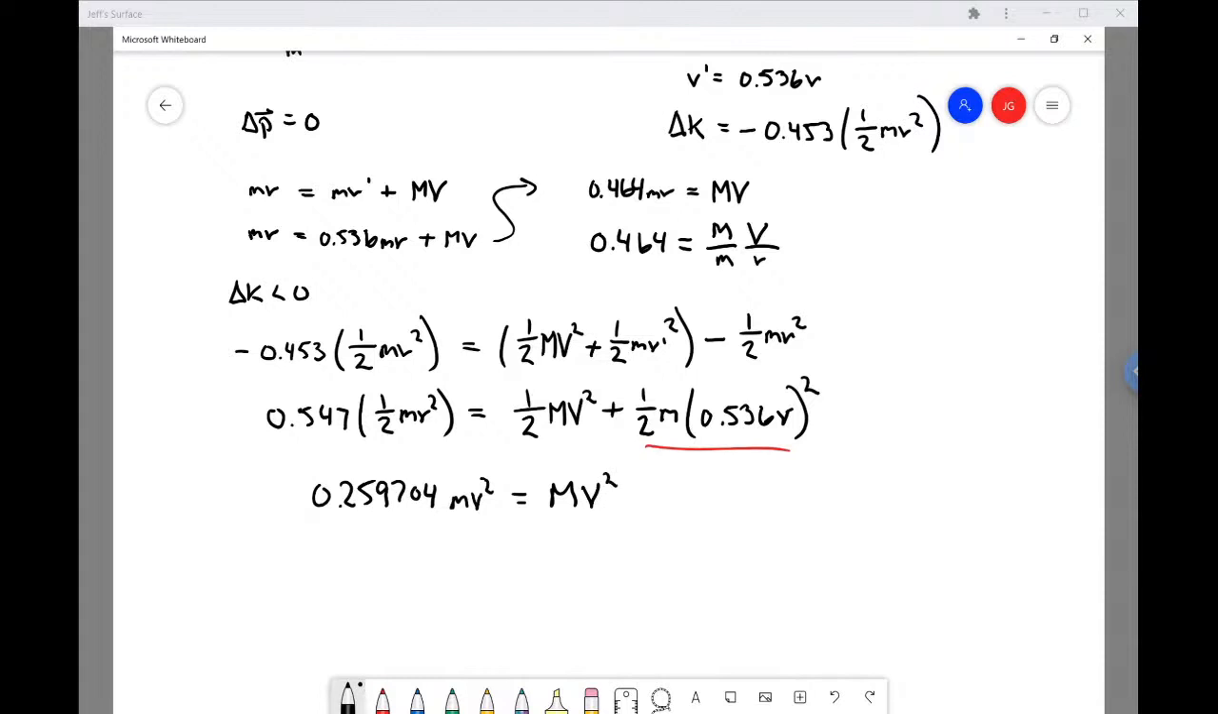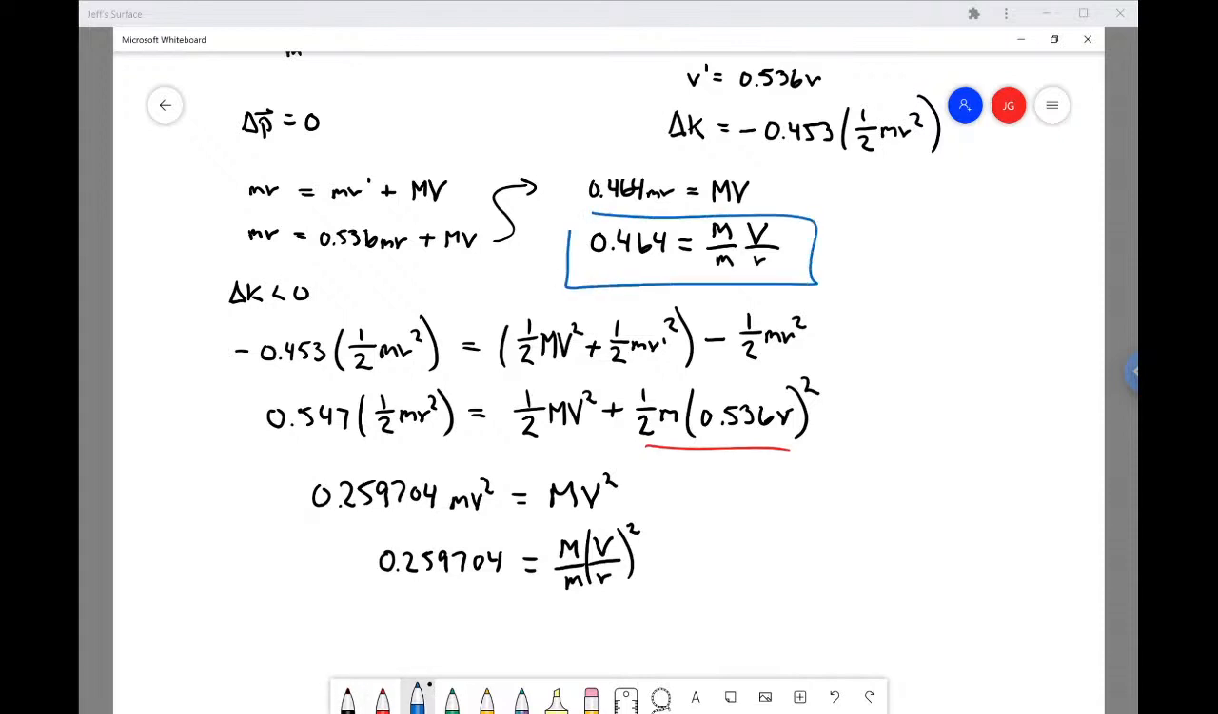Now divide both sides by mv squared. You get 0.259704 equals the ratio, which is one of the things we're trying to find, big M over little m, times the ratio of big V over little v squared. So I have these two equations now, and I have two unknowns, these ratios. So one of the things you can do here is I can take this equation, call it equation 1, and divide this equation, equation 2, into it.